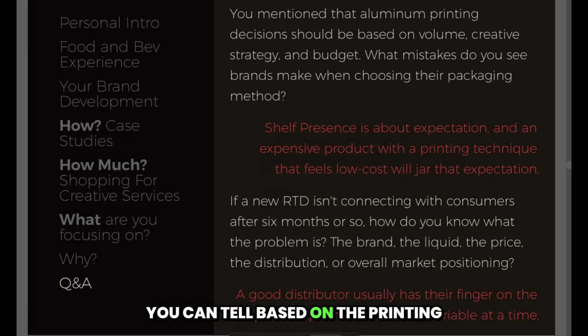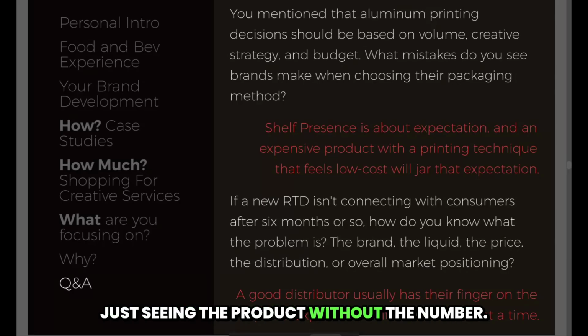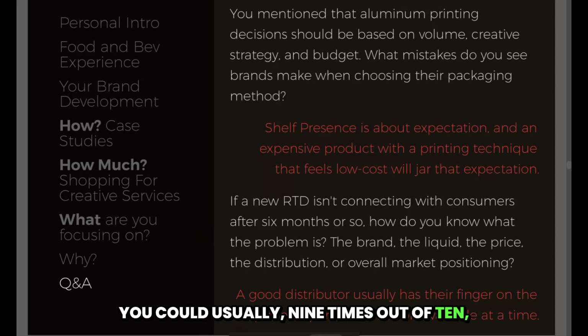You can tell based on the printing techniques, the glass, the illustration, and where it sits on the shelf. That also helps too. But even if you didn't have that as a clue, just seeing the product without the number, you could usually 9 times out of 10 order those products on a shelf in order of price. And making that decision about printing techniques, whether it's traditional offset printing or digital, things like that, they need to match the expectation that you're going to be setting with your pricing as well.